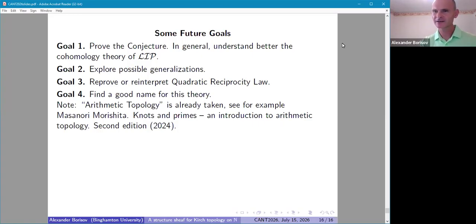Arithmetic topology is already taken. There is a rather fancy theory using Tate homology and subsuming class field theory that claims a deep connection between Dedekind domains and three-dimensional topological manifolds. So we need something else.